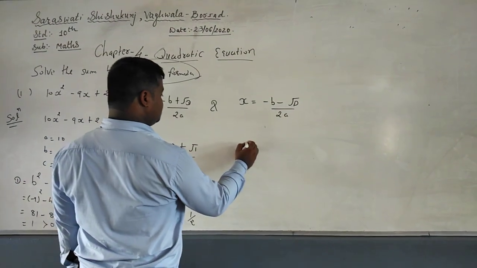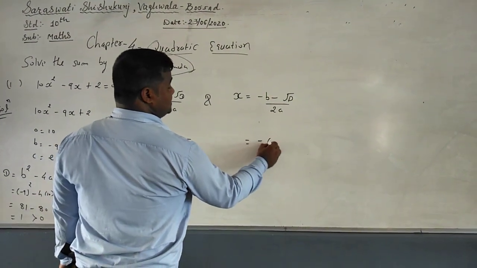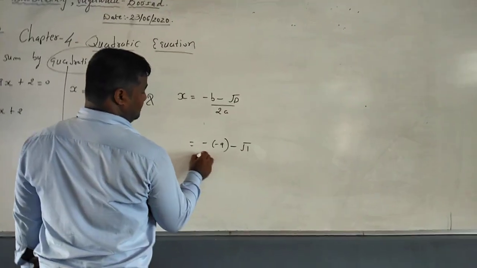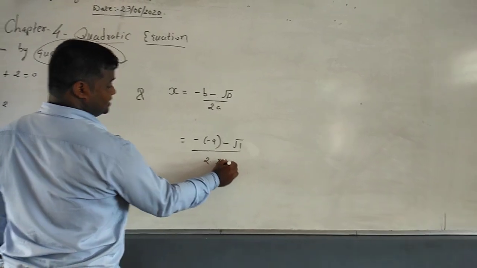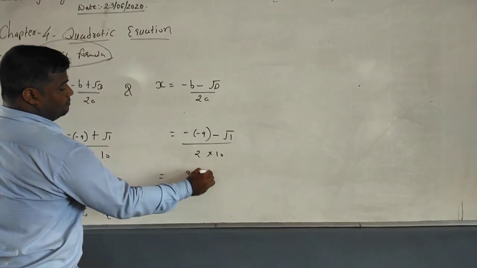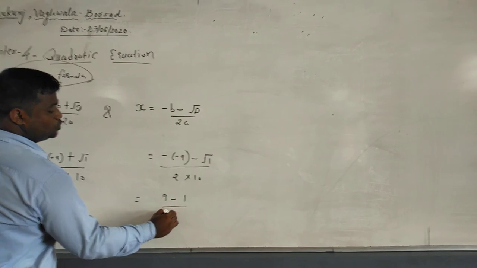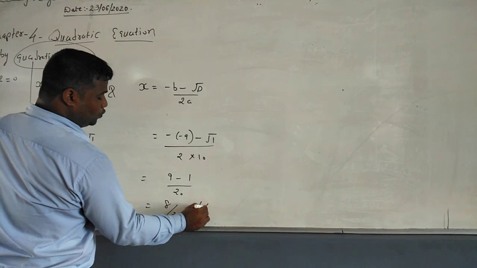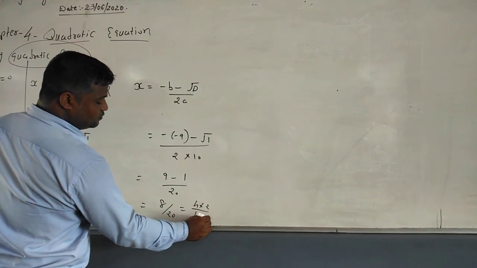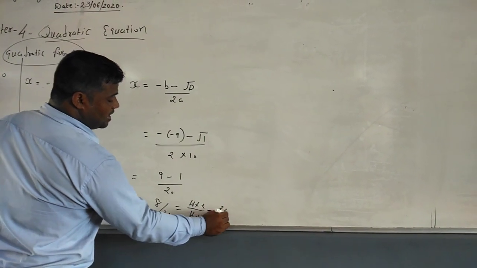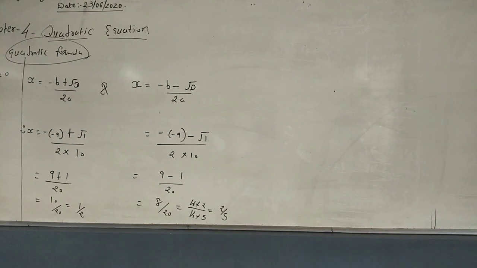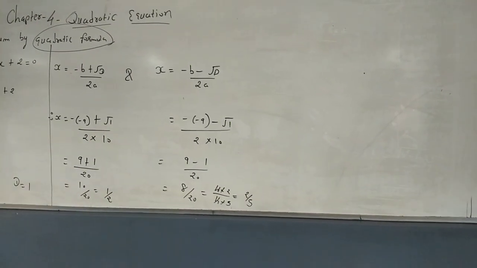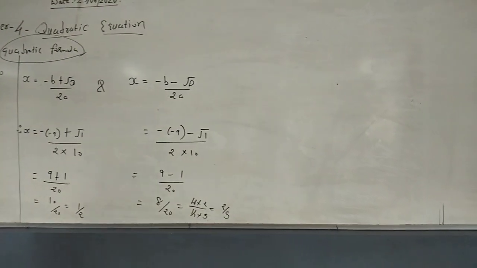Once again we are going to just move over this side. Minus minus 9 minus under root 1 by 2 into 10. 9 minus 1 by 20. 8 by 20. 4 2s are 8, 4 5s are 20, 4 4 cut. 2 by 5. So we are getting 2 roots. It's 1 by 2, and second root is 2 by 5.